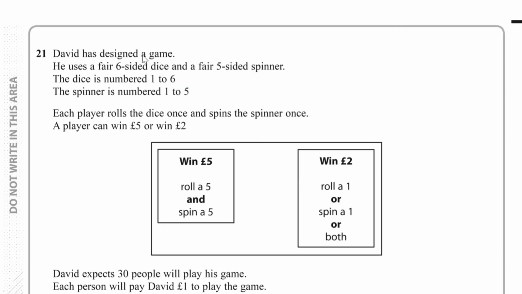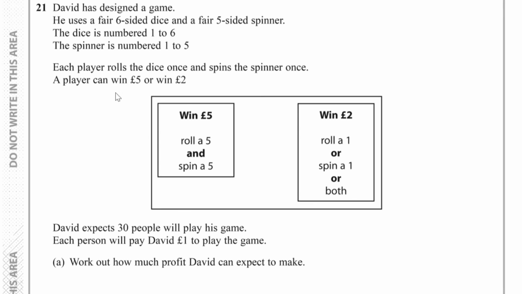Question number 21. David has designed a game. He uses a fair 6-sided dice and a fair 5-sided spinner. The dice is numbered 1 to 6. The spinner is numbered 1 to 5. Each player rolls the dice once and spins the spinner once. The player can win £5 or win £2.